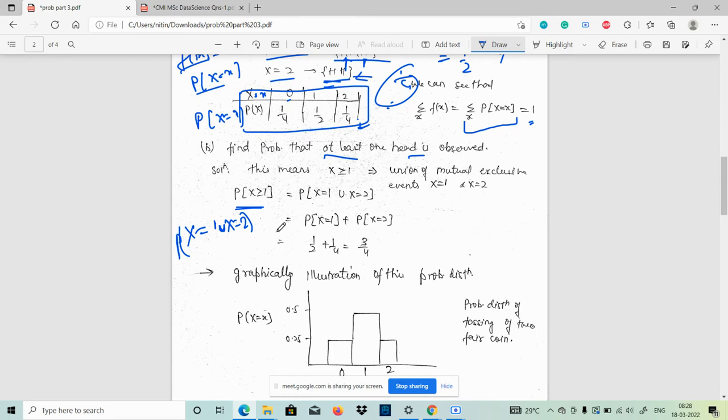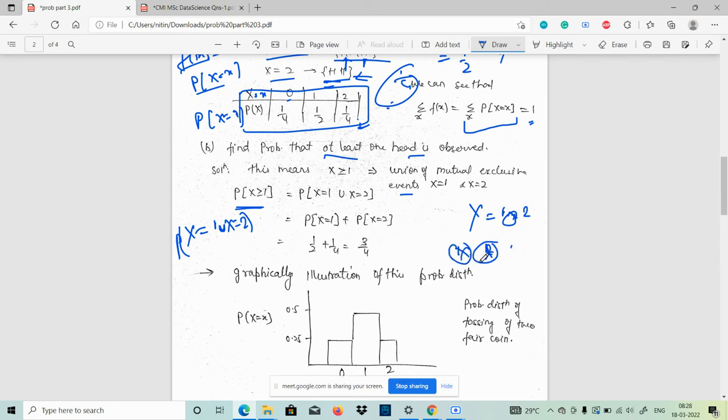You know that X equal to 1 and X equal to 2 are mutually exclusive events. Why? Because X cannot be 1 and 2 simultaneously. This is not possible, because we're just tossing two coins together. You can get one head or two heads, but not both at once. So this is not possible.